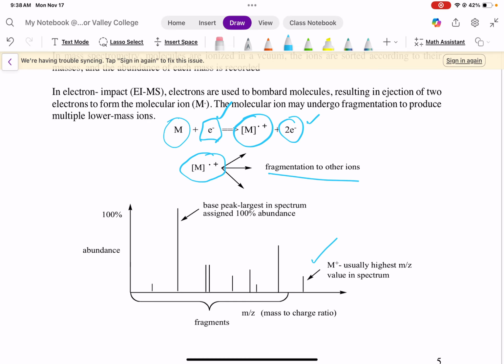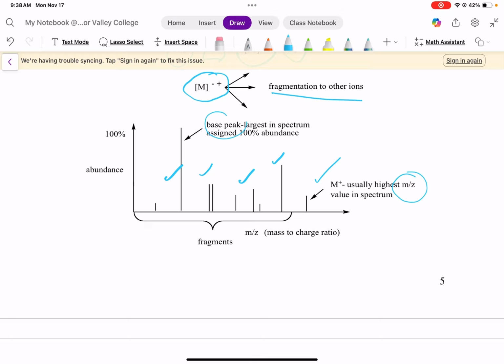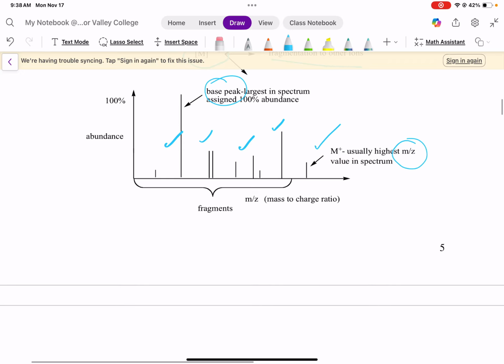Okay, and for the machine to work, we have to do the ratio, the mass over charge ratio. If the charge is +1, then the mass divided by 1 is the same anyway. Okay, so that's M plus, and then you see all the fragments. The most stable is the base peak. That's the one with the highest abundance.